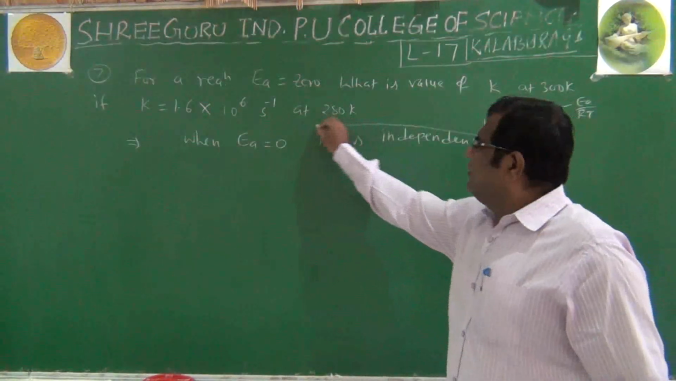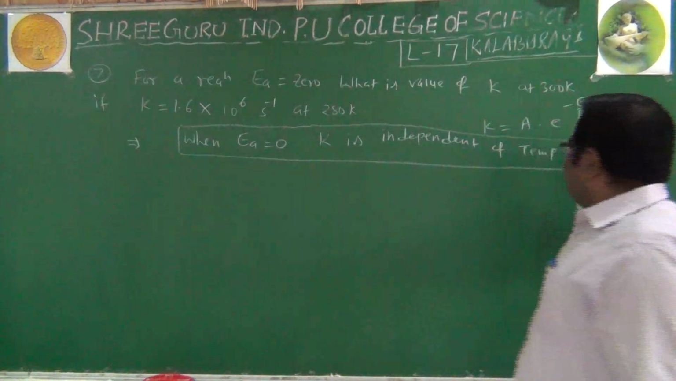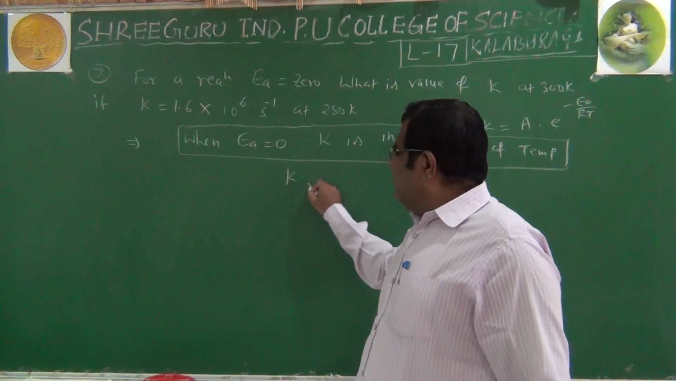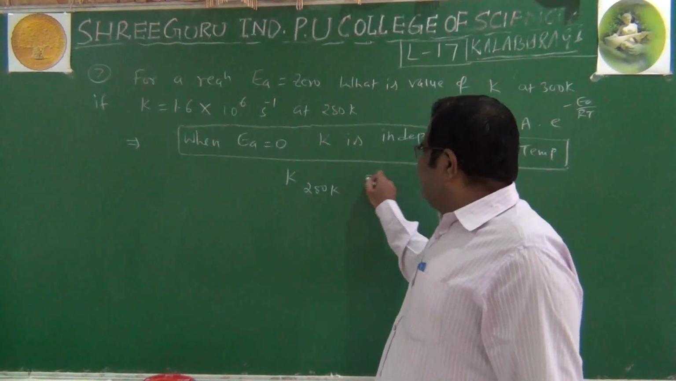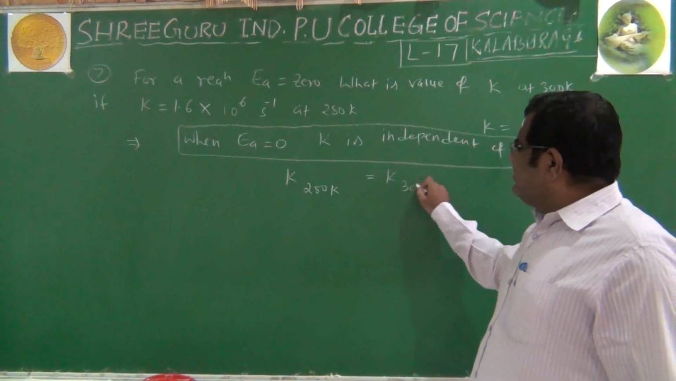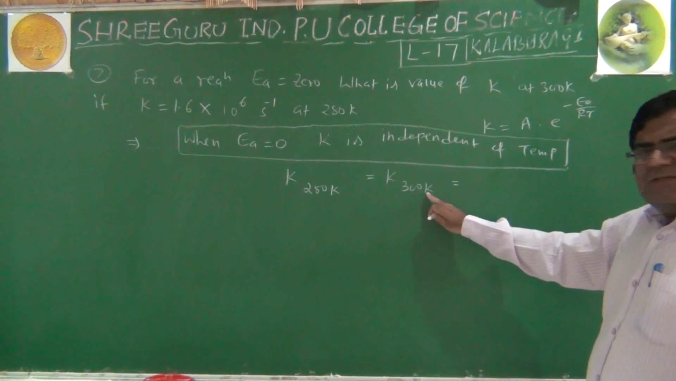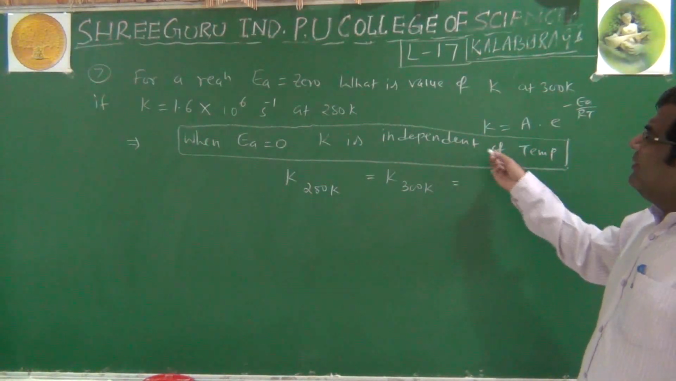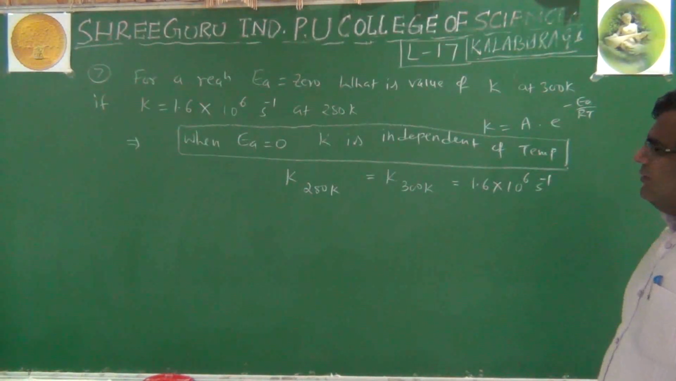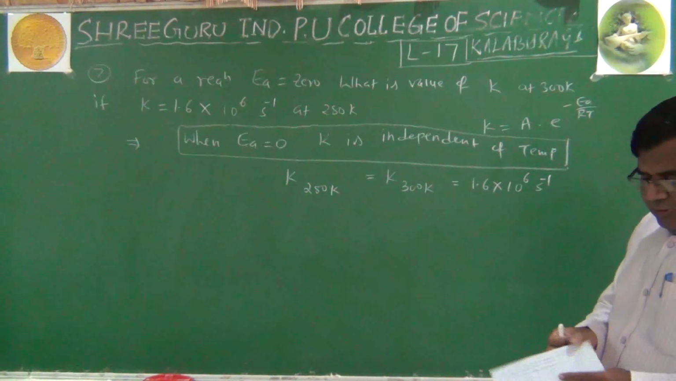Yes, we can remember this condition. K is independent of temperature, and that's why we can say K at 280 K, K is rate constant and this is absolute temperature, it's the same as K at 300 K, that equals 1.6 into 10 raised to 6 per second. So this is also a very important condition you should know.